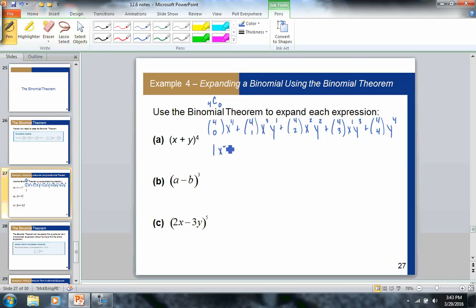So we have 1x to the fourth. And then we have 4 over 1, or 4 combination 1. That's going to be a 4, x to the third y. And then 4 combination 2, that's a 6, x squared, y squared. And then my pattern should repeat. I should have the 4 again, x to the first, y to the third, and then a 1, y to the fourth.